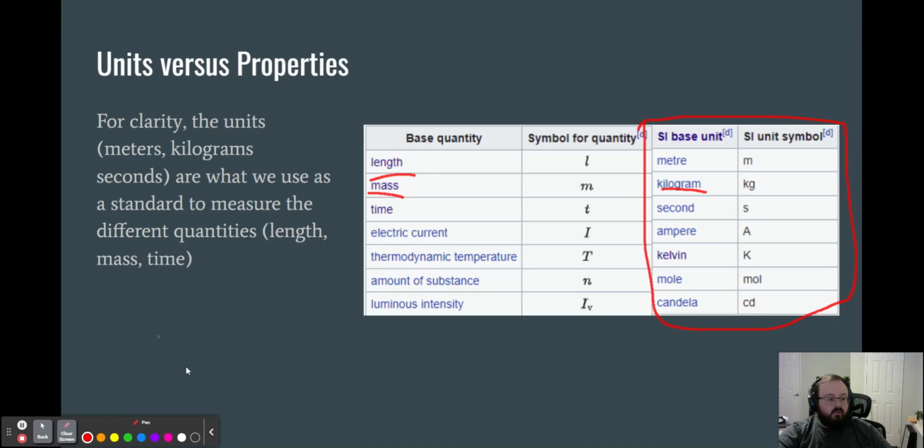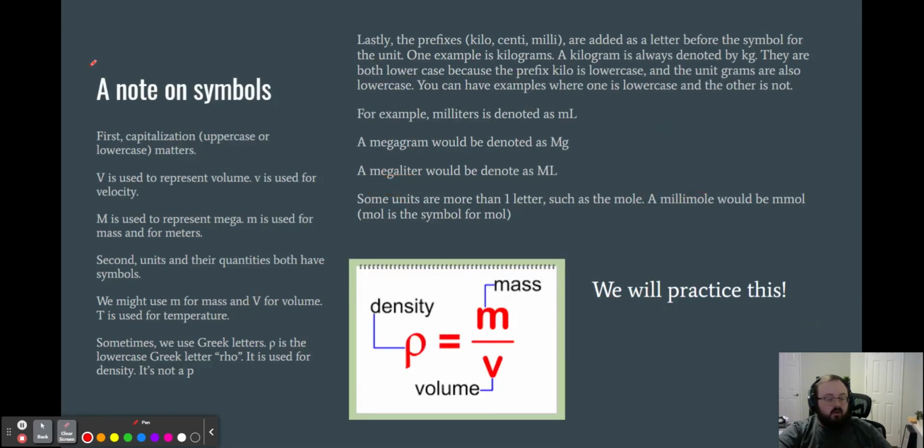Because when we move forward to the symbols, there's a lot of symbols and nomenclature and all this type of stuff that I really want to get through. So the first thing is that the capitalization matters, whether something is uppercase or lowercase. Uppercase V is used to represent volume. A lowercase v is used to represent velocity. Two completely different things. Uppercase M is used for the prefix mega. Lowercase m is used for both mass, the quantity, and meters, the unit.